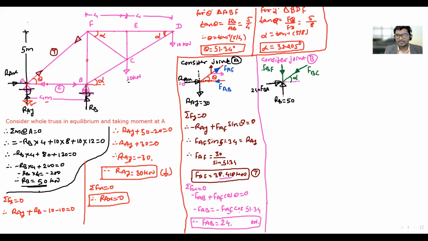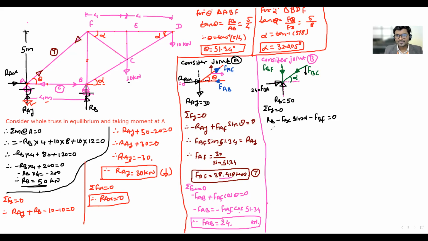So which condition will you be required to go for first? Summation of the forces along the y-axis equals 0. Now tell me, RB positive or negative? Positive. What about the component of BC? Negative FBC sine of alpha. Then what about FBF? Negative. Minus force in member BF equals 0.